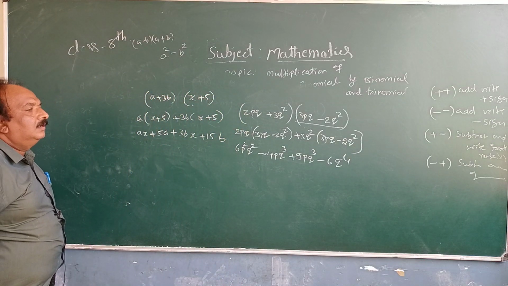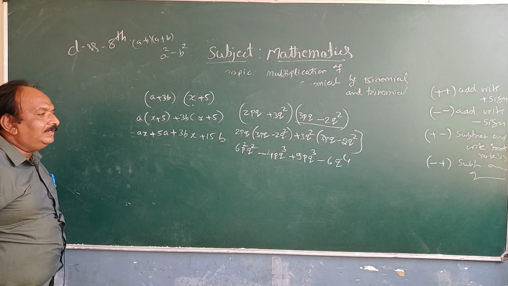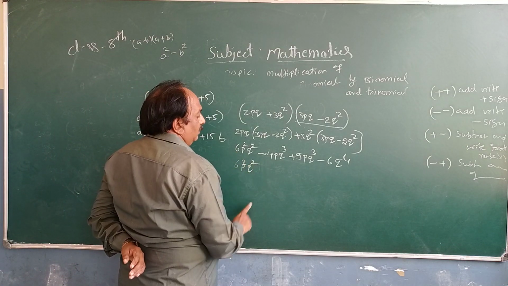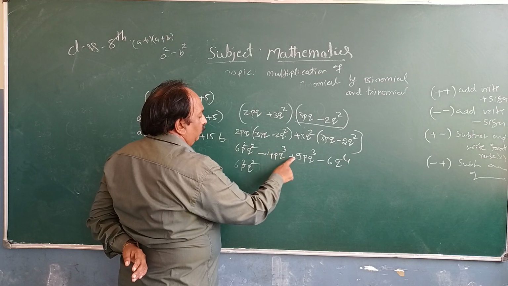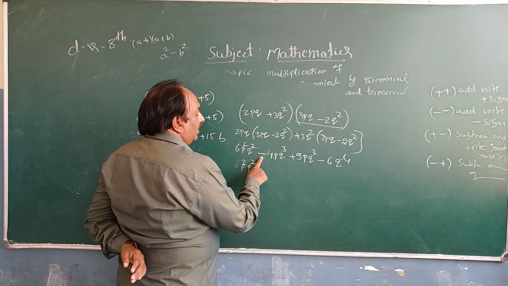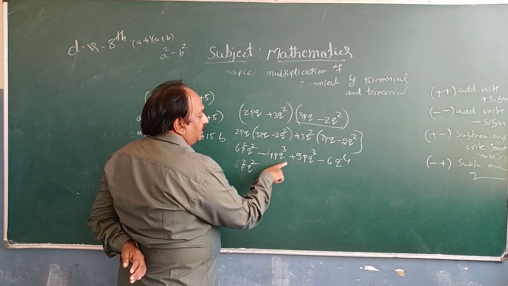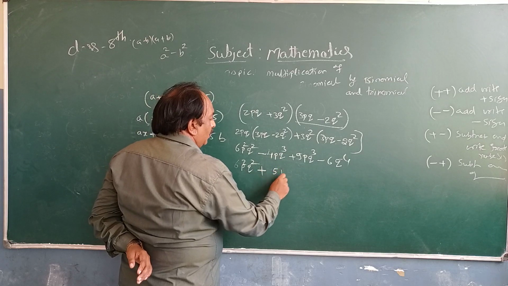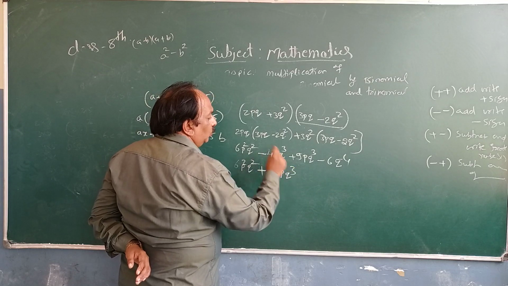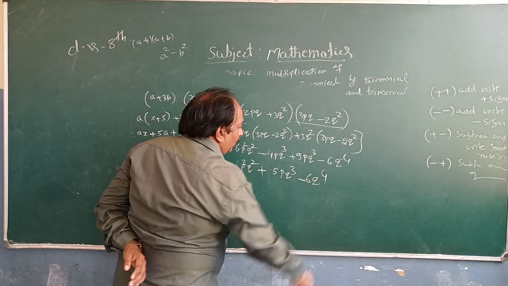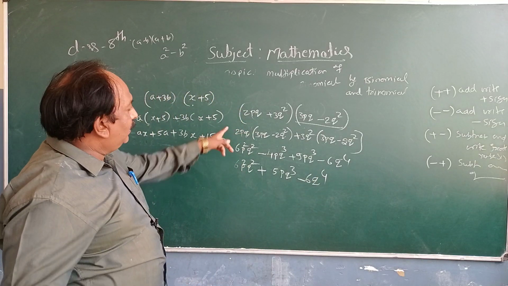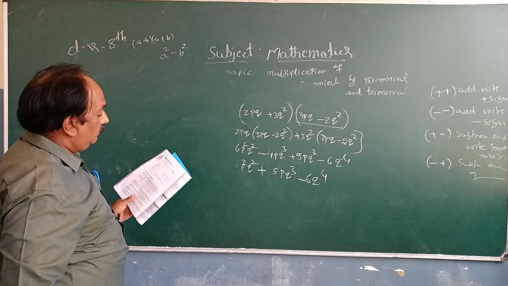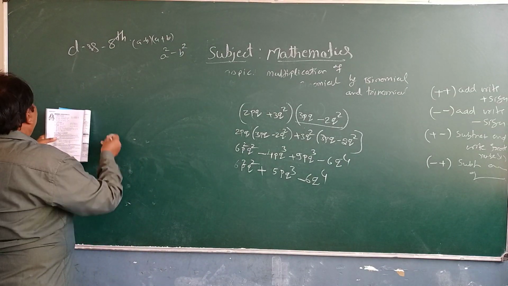Is it possible to find the like terms? 6P square Q square, minus 4PQ cubed and plus 9PQ cubed. One is minus, another is plus, so subtract, and take the sign of the greater number, plus. 9 minus 4 is 5PQ cubed, minus 6Q to the power of 4. This is a very important problem. Next problem, this is somewhat different.